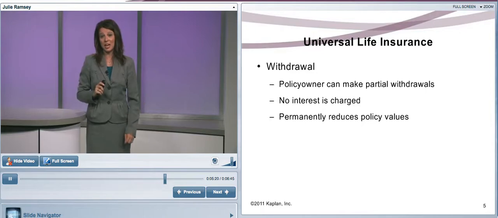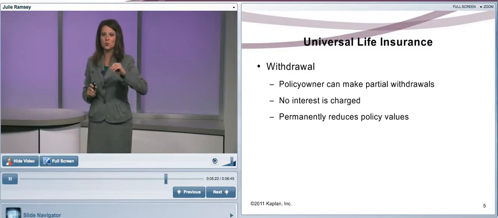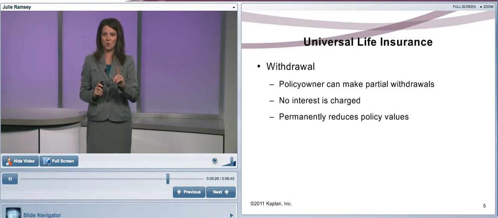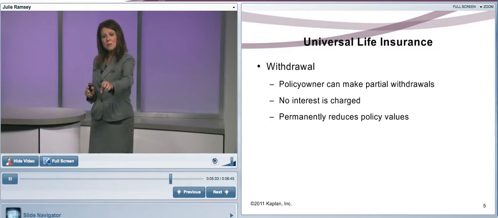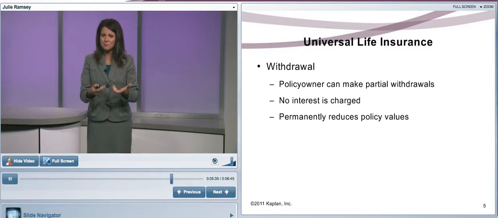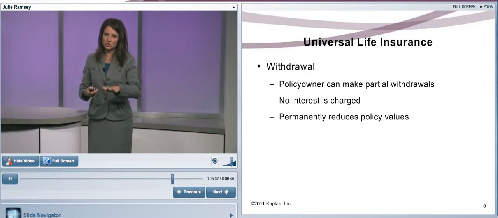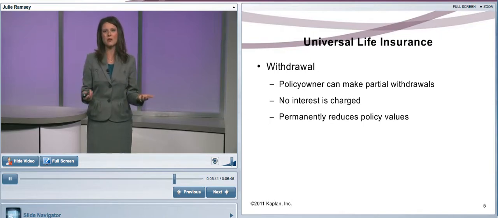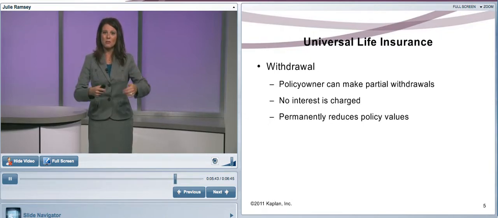Now, in universal life, you can also take a withdrawal from that bucket. Now, notice this is called withdrawal, not a loan. There is no interest that's charged on a withdrawal. However, when I withdraw money out of my account, out of my bucket, it permanently reduces the cash value and death benefit. And you might say, well, why would somebody want to do that? What if they want to pay it back and restore their policy?